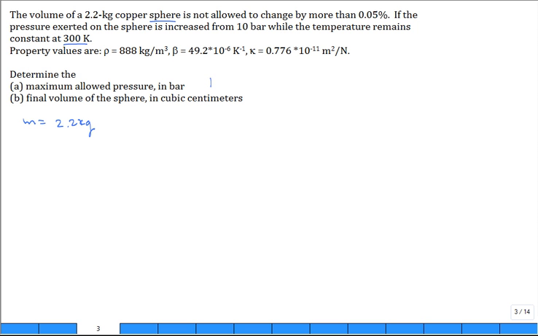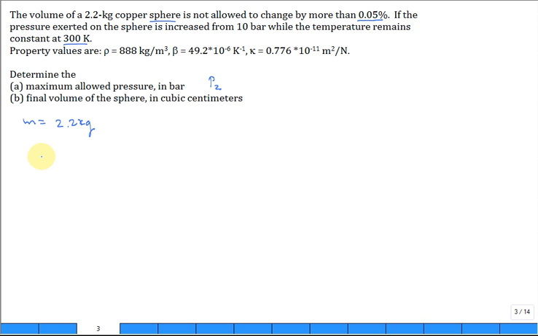So we want to find the final pressure P2, the maximum allowable, knowing that as we increase the pressure, the volume is going to decrease. There'll be some isothermal compressibility for this, even a solid like a sphere. And so this piece of information is we want the volume to change by no more than 0.05%.